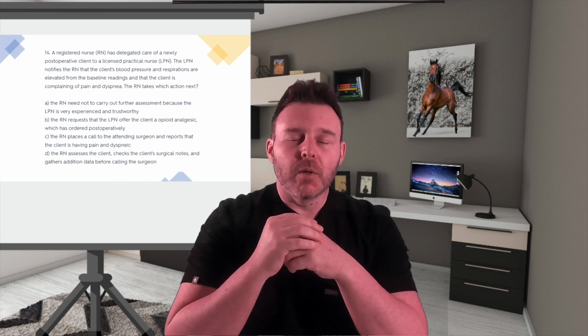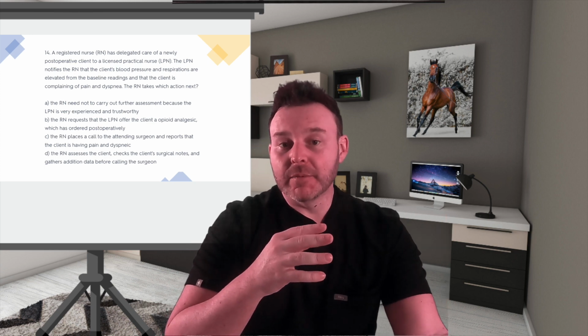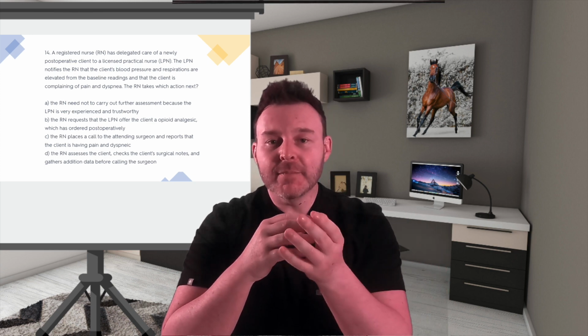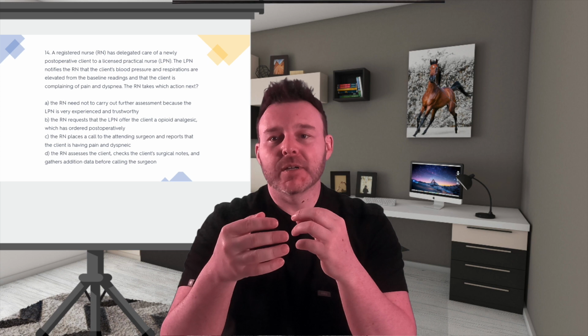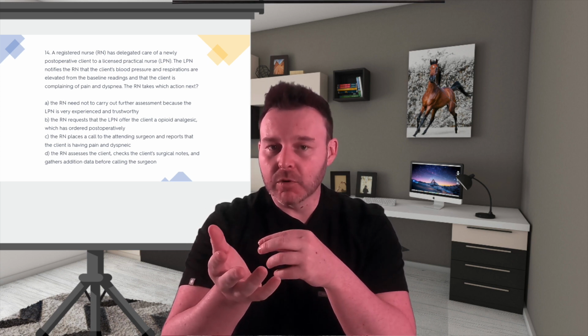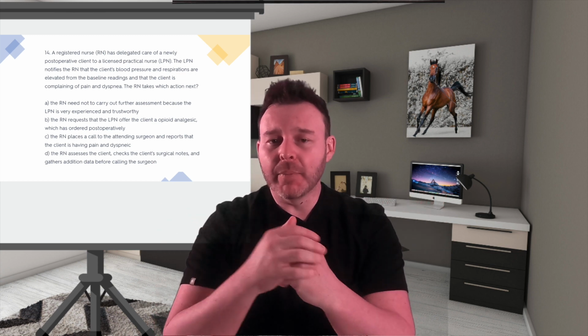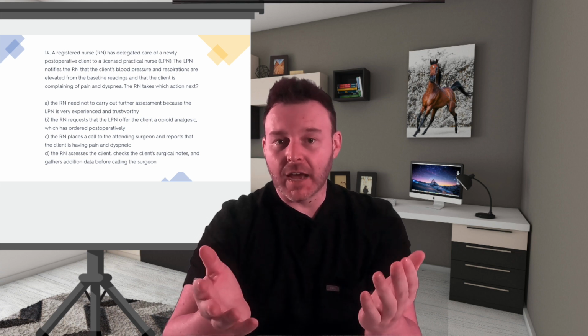So the nurse has to do their own assessment on that patient. Even though you probably trust that LPN, that's great, but you need to go in and do your own assessment. A pain medication might help, might lower that blood pressure, but again, it's potentially going to cause respiratory distress. So you might not want to be giving a pain medication to someone who's already having respiratory distress. So again, you got to go assess.